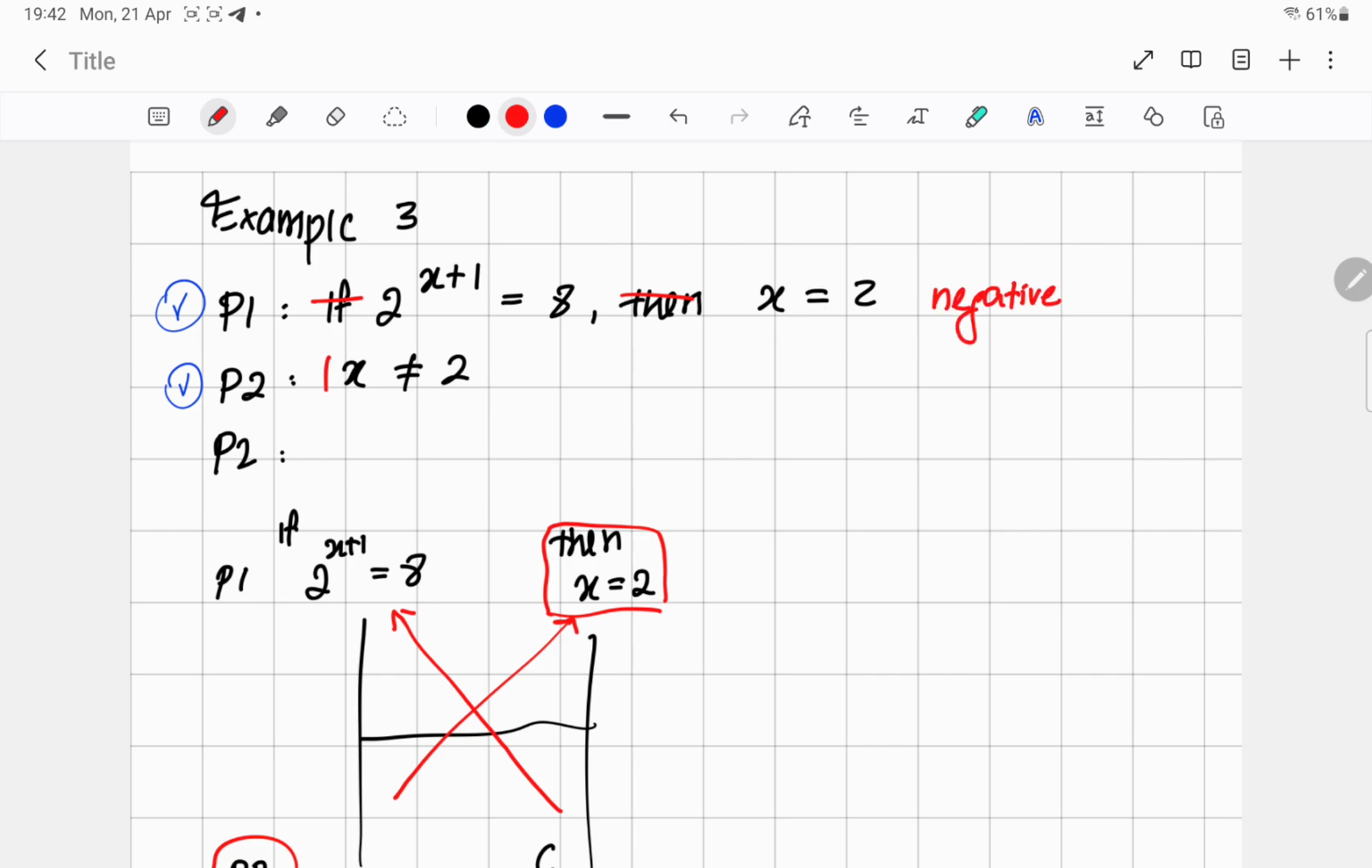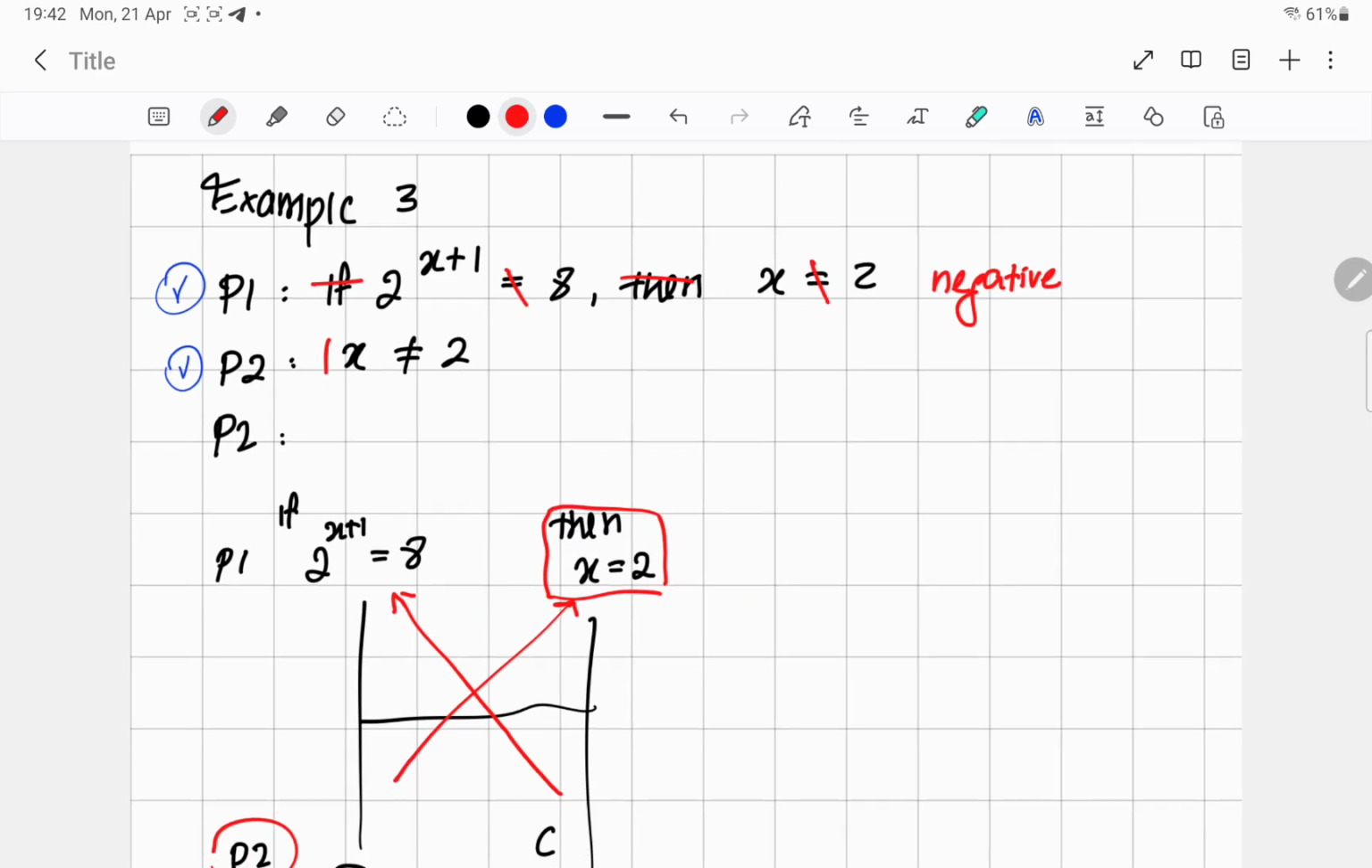How do you change it? Equals, you change to not equal. The same goes for this one; you also need to change it to not equal. So what you need to do is find the same. This is the same, so you cut off this x not equal to 2. So your answer is left with this one here: 2 power x plus 1 not equals to 8. This is your answer.